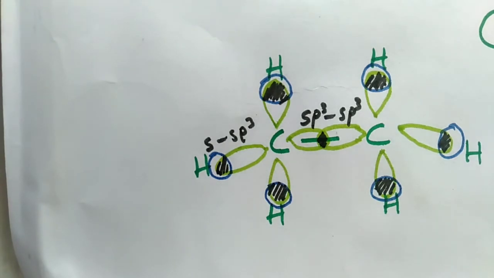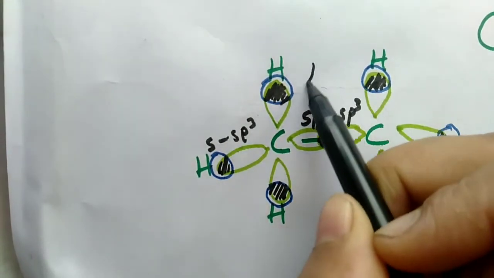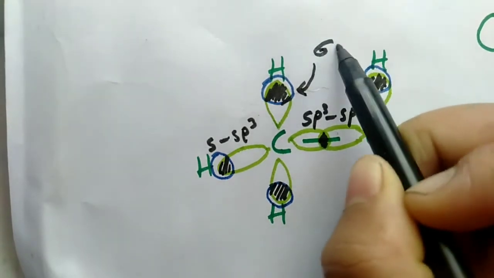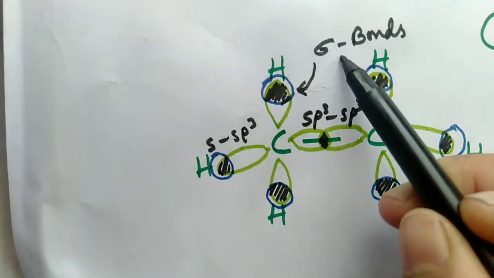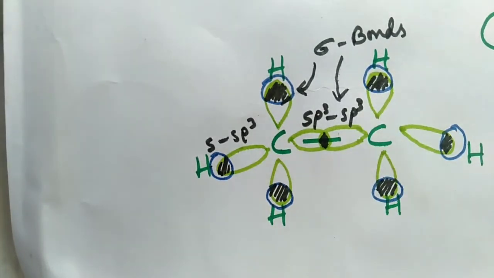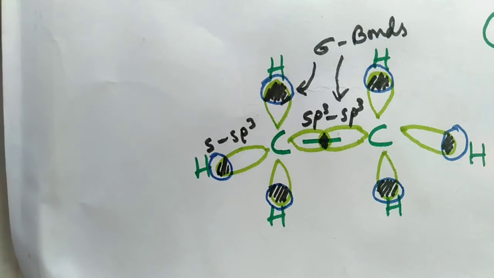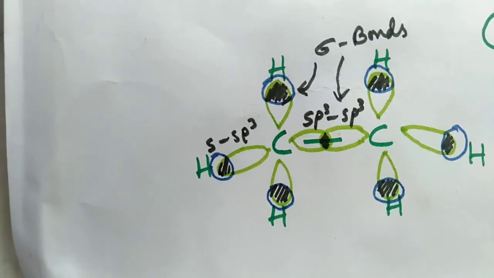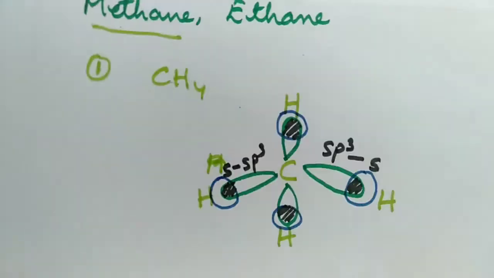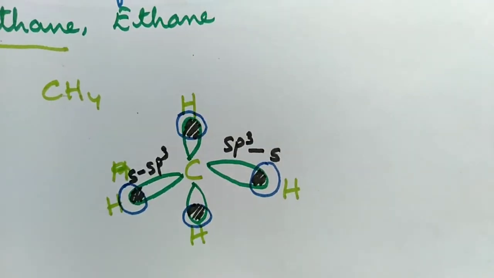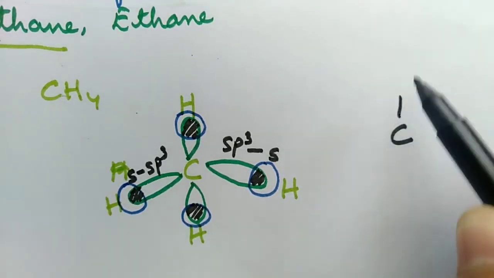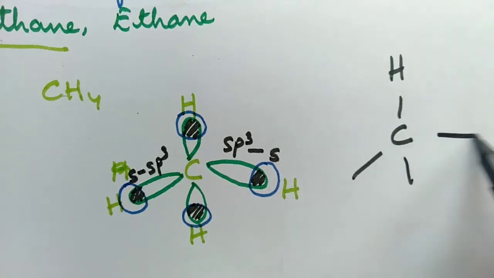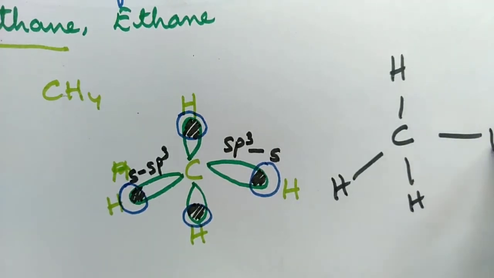Okay, and note that here are sigma bonds. Okay, I hope it is clear how to draw the orbital structure for methane and ethane. Yes, okay, and after that, this is the orbital structure. Now you can also draw in this way. H, this is the tetrahedral structure.